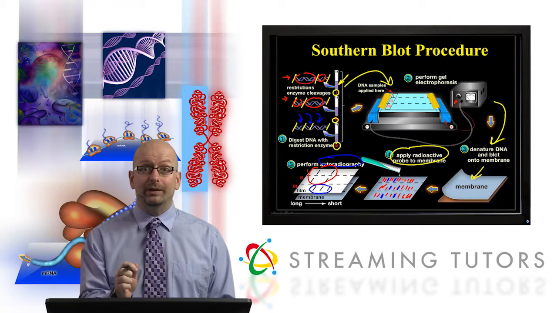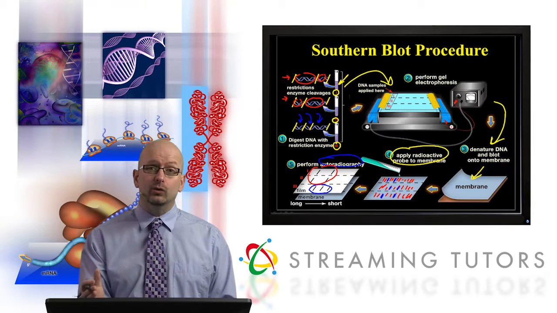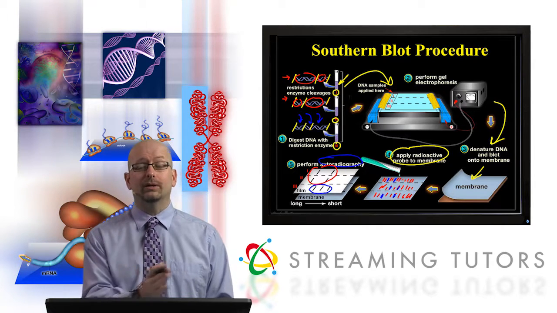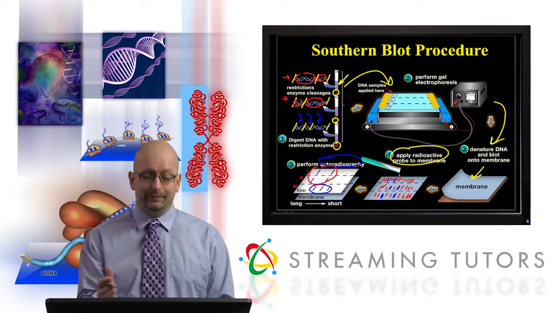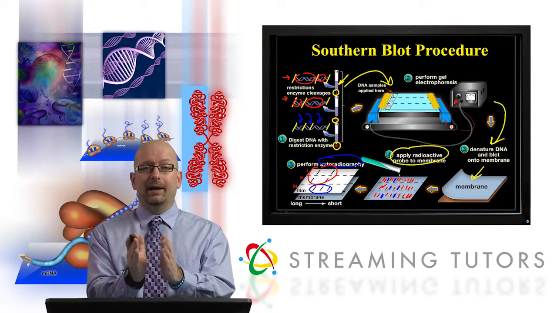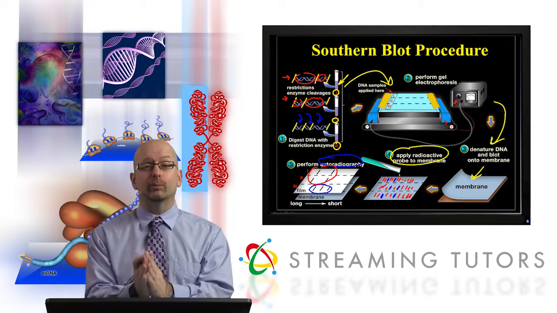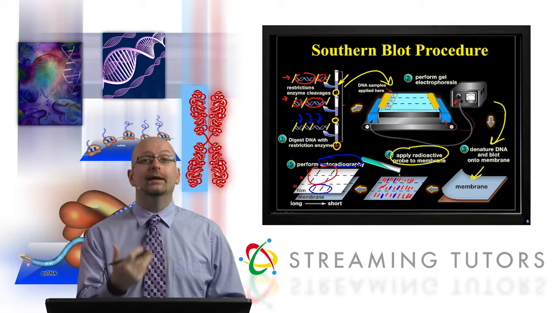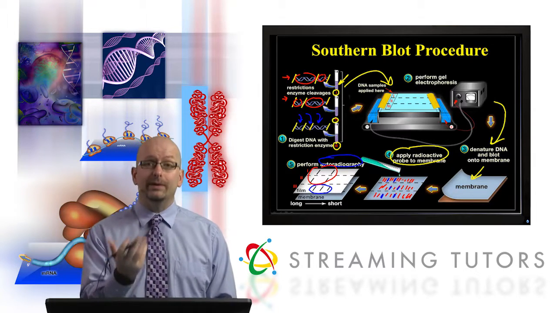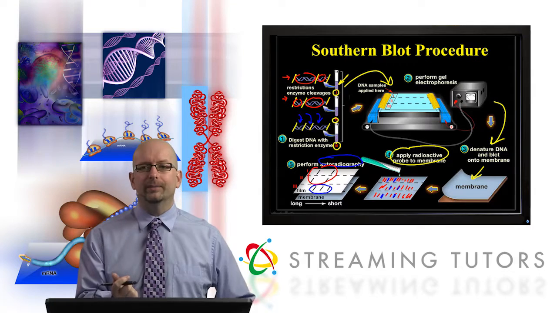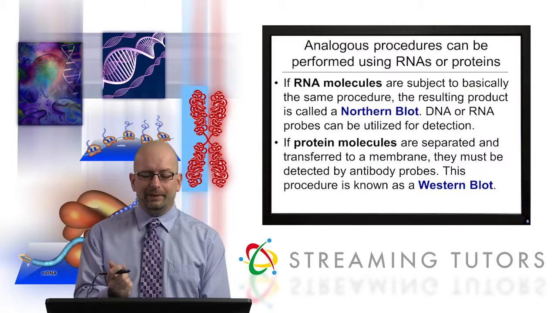But the reason I put it in there is I want you to see that when you do this procedure, it's solely based on the size of the fragment. That's really all you can tell: the probe bound to a fragment of a particular size. Almost always, if you do it right, the pattern would be different from one individual to another. So that's a southern blot.